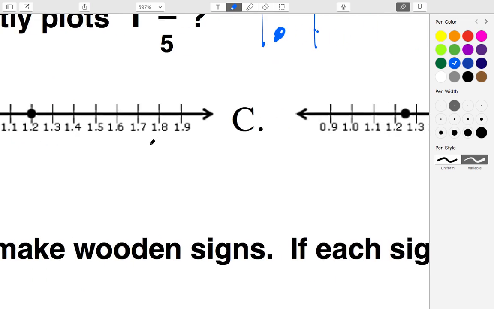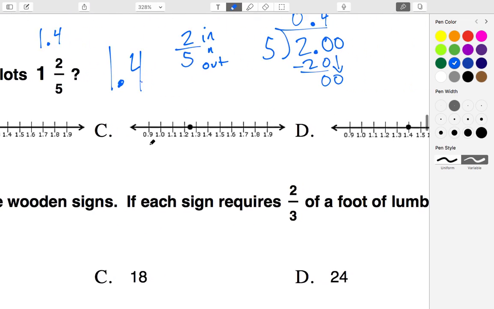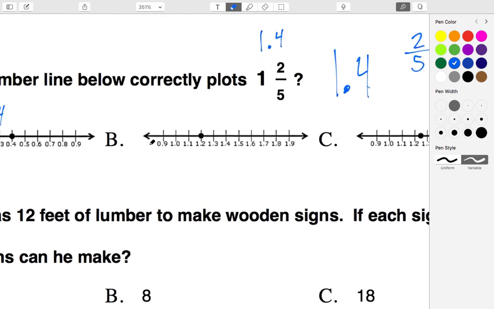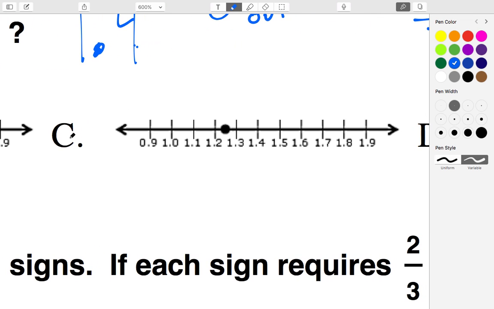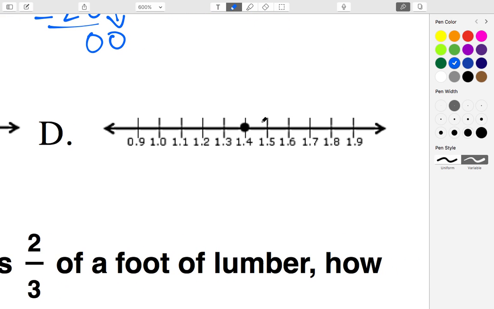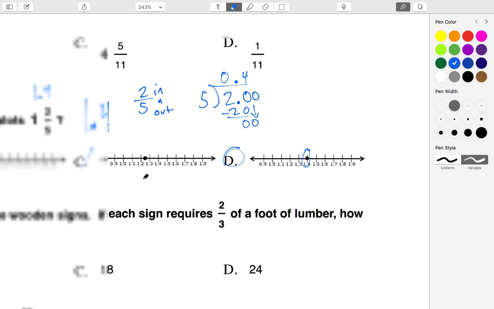What else is definitely not an answer? B? Okay, B is at 1.2. Okay. C, 1.2 and 1.3 is in between somewhere. Is that an answer? Okay, so it has to be D. Yep, it's right at 1.4. So D is your answer.